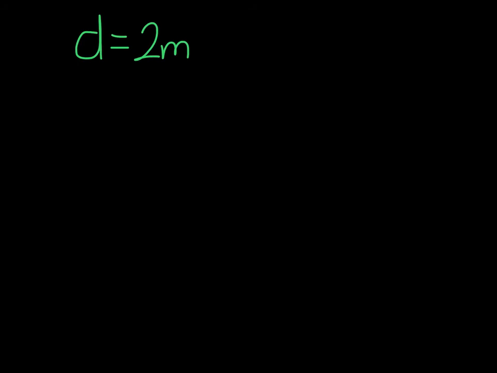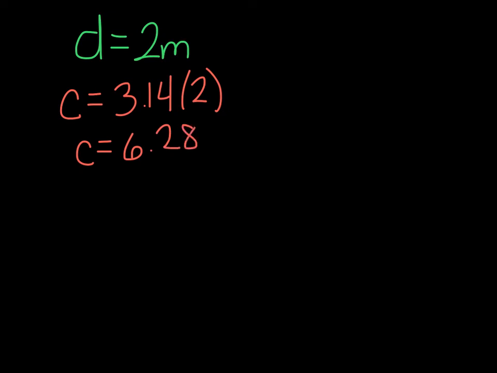Alright, so I would plug that into my formula. So the circumference would equal pi, 3.14, times the diameter, which is 2. So when I multiply 3.14 times 2, I get the circumference equals 6.28 meters. And I hope that's what you were able to get also.